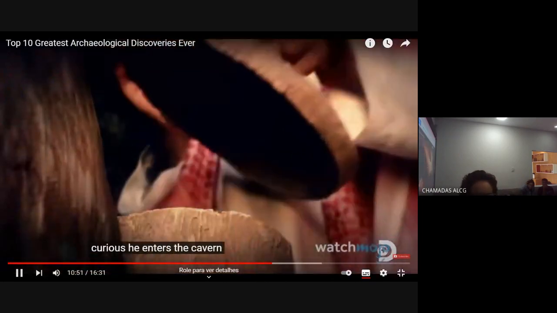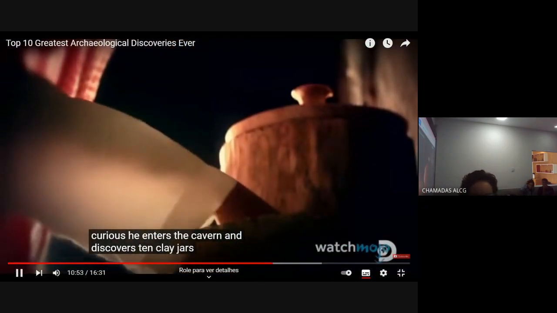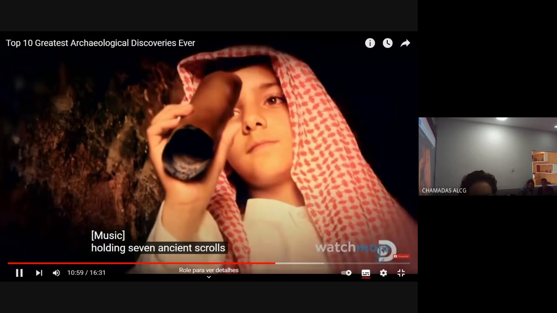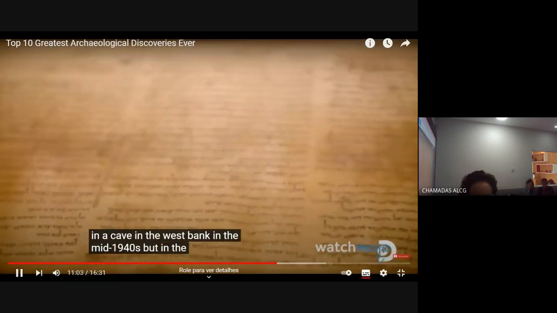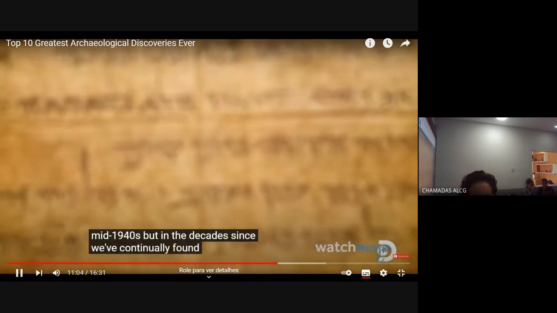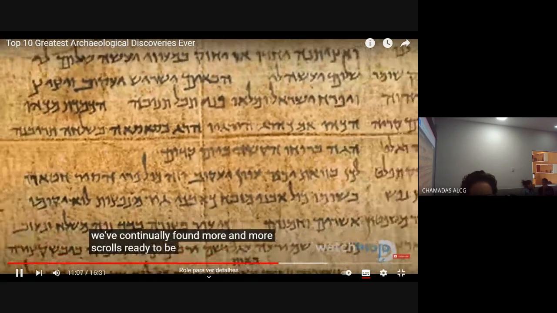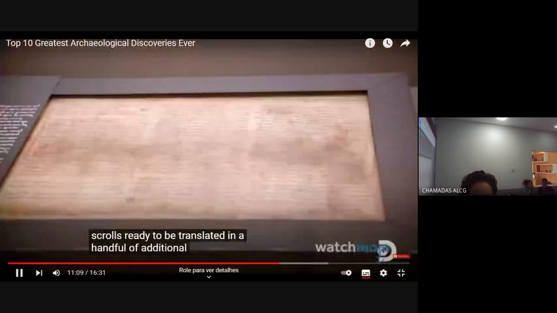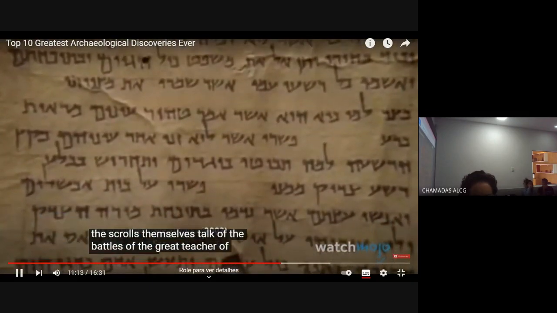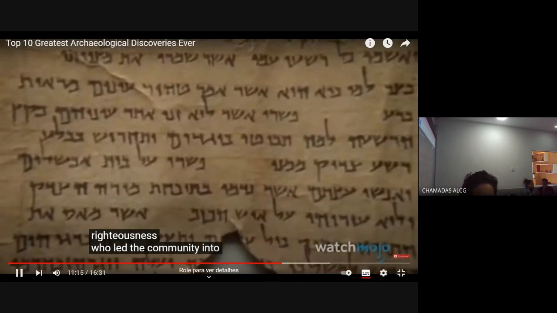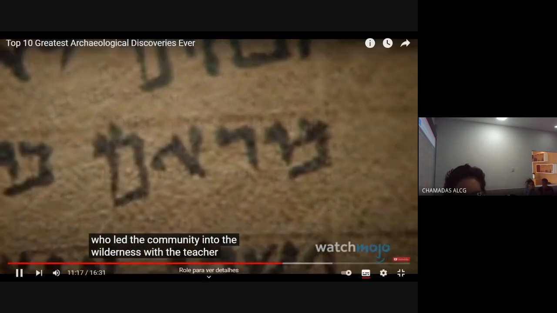Curious, he enters the cavern and discovers 10 clay jars holding 7 ancient scrolls. They were discovered in a cave in the West Bank in the mid-1940s, but in the decades since, we've continually found more and more scrolls ready to be translated in a handful of additional caves. The scrolls themselves talk of the battles of the great teacher of righteousness who led the community into the wilderness with the teacher of lies.